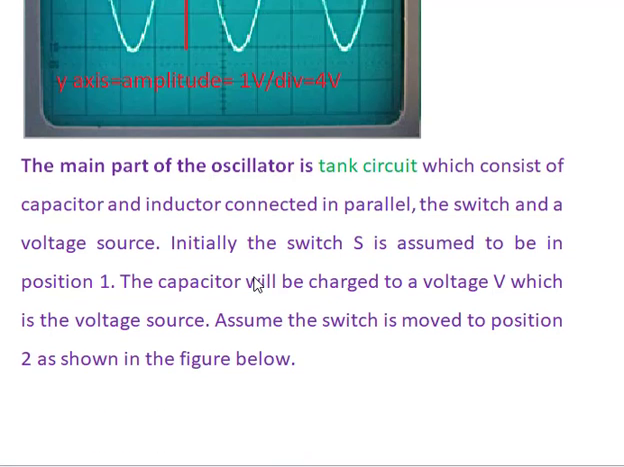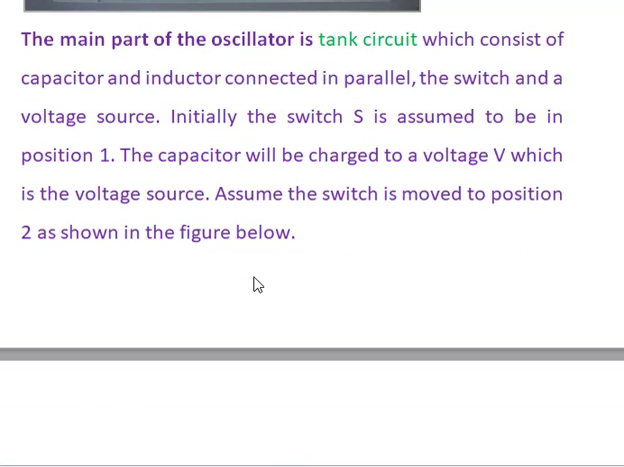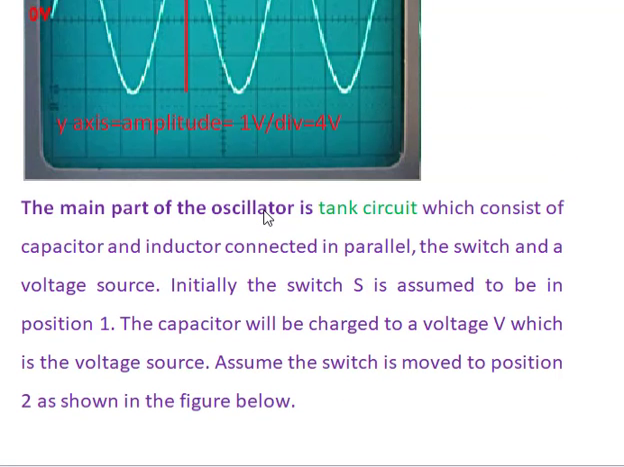So, the main part of the oscillator here is a tank circuit. The tank circuit produces a damped output waveform. It is the main part which produces the oscillation. The tank circuit consists of a capacitor and an inductor. The oscillators are divided into two types: one is the LC oscillator and the other is the RC oscillator.